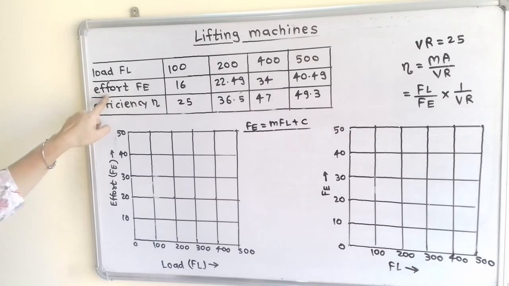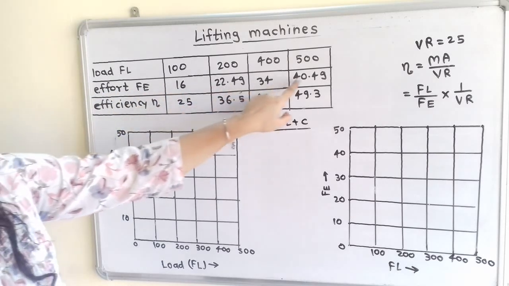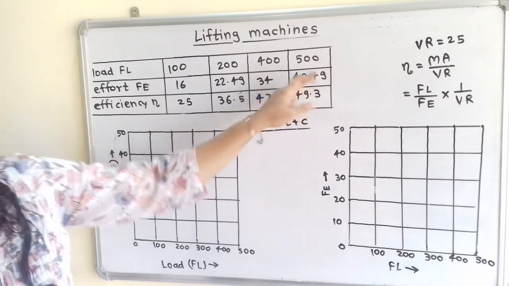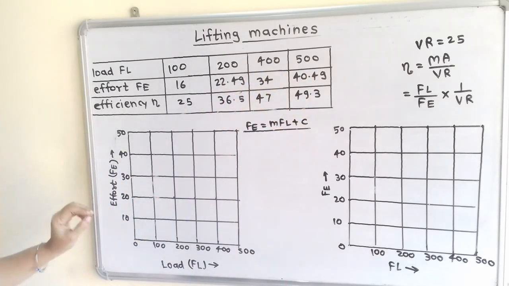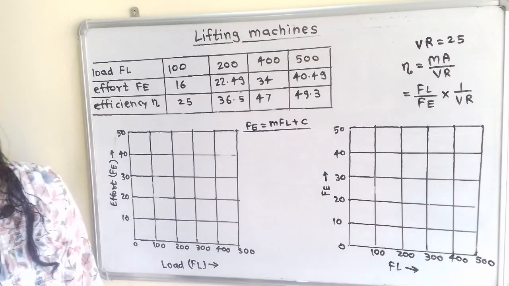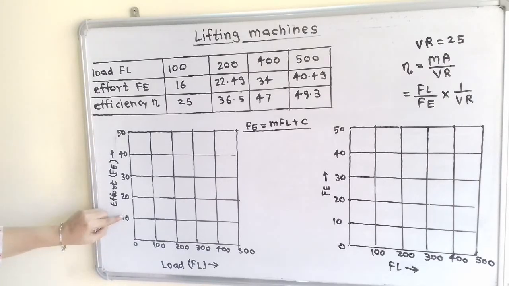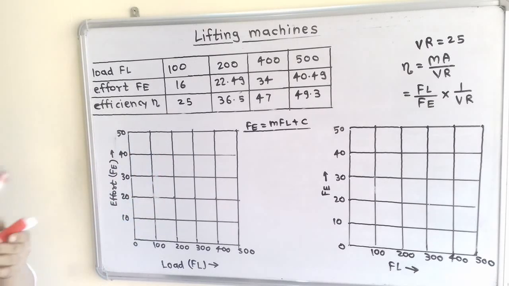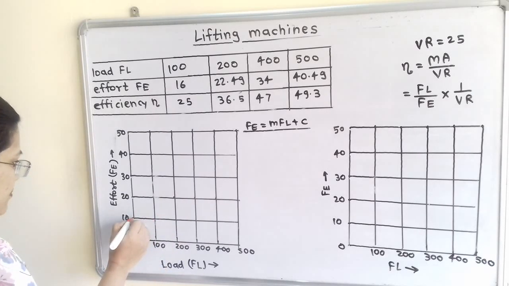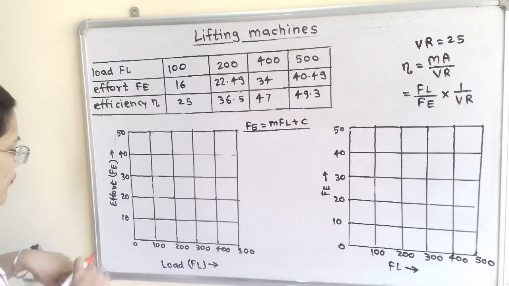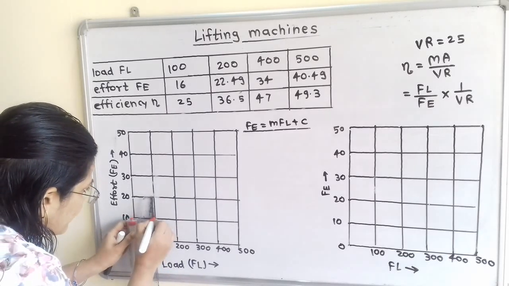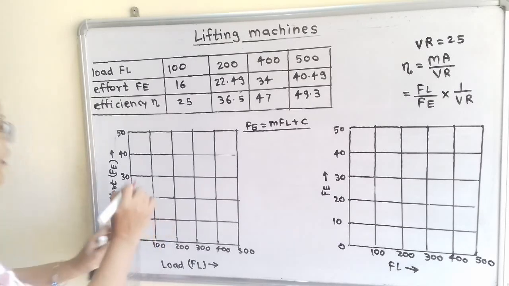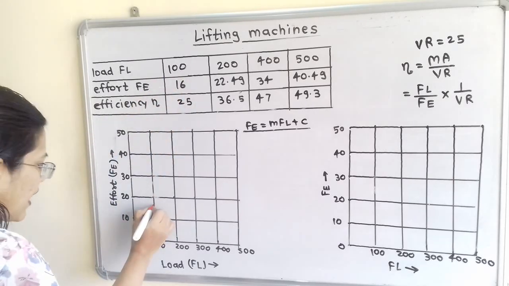On the vertical line, the values of effort are 16, 22 up to 40.49, that means up to 50. So we will take the scale 5 cm equal to 10 Newton. It will start from 0, 10, 20 up to 50. Now we will plot the graph. For the load of 100 Newton, effort is 16. So here is 100 Newton, and in between 10 and 20 we find the middle point with the help of the scale, and then slightly above that we select the value of 16.